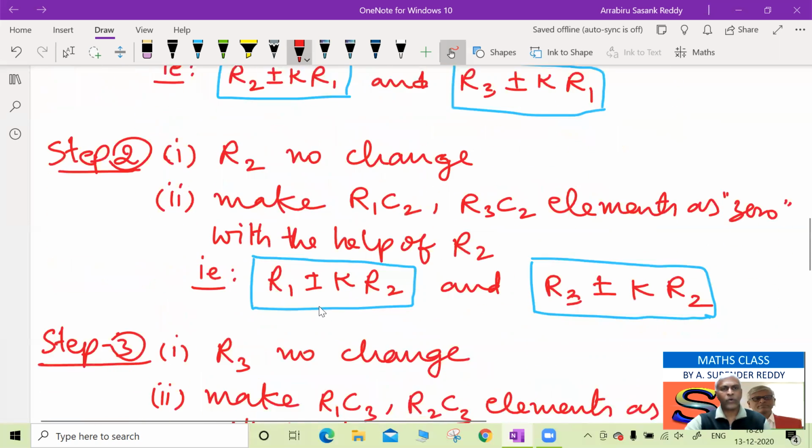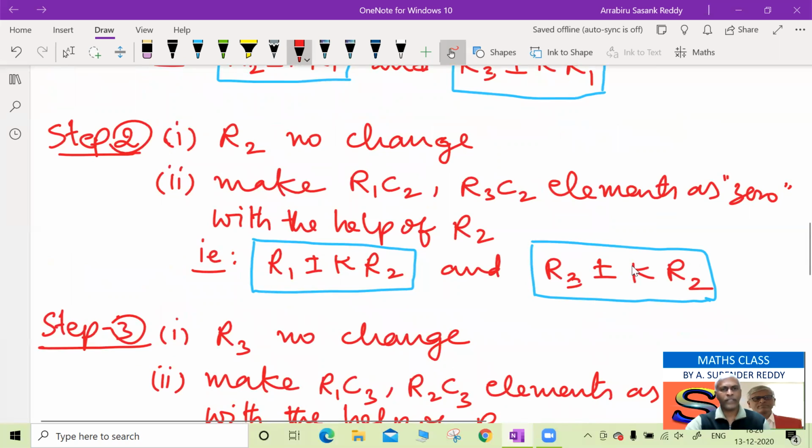So in step 2, again we have to make 2 elements zero, the first element and the last element in the second column. R1 element and R3 element should become zeros. In this step, we keep the second row constant, no change in the second row. With the help of the second row, we make suitable row transformations such that these 2 elements become 0: R1 plus or minus some number into R2, R3 plus or minus some number into R2. Here, both R1 and R3 are changed with the help of R2, the second row.